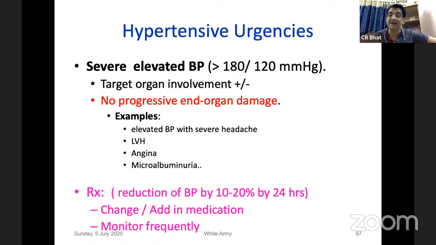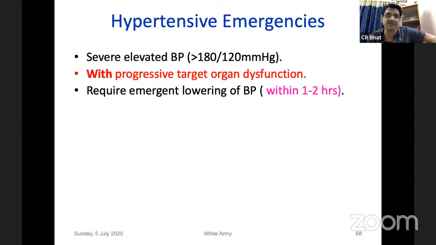Now we need to bring down the blood pressure by 10 to 24% by another 24 hours. We can give oral drugs, change the medication, add on the medication, monitor very frequently, and see that they do not develop more complications. Okay. Ideally in the hospital setup, they have to hospitalize and monitor very frequently. And that is a very commonly asked 5 marks question for the UGs.